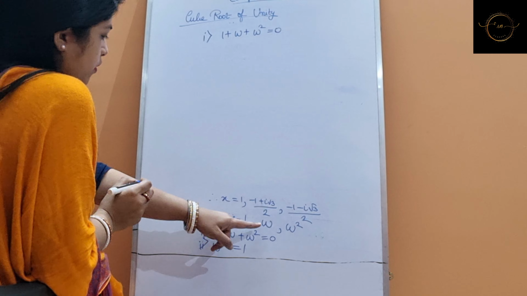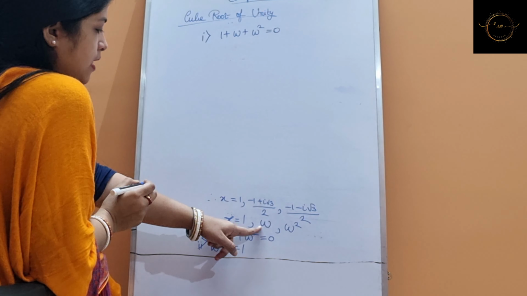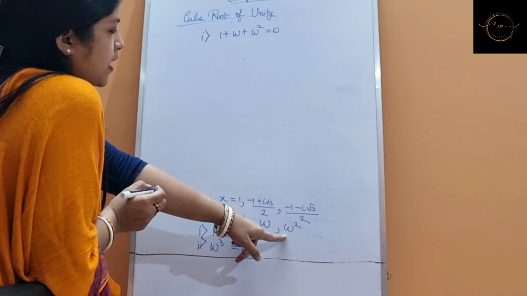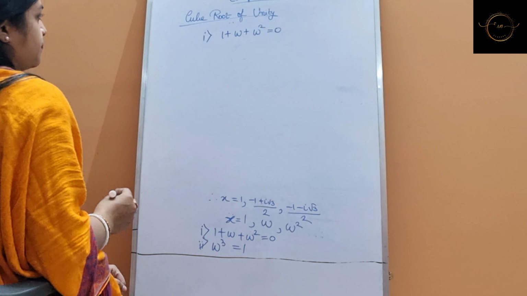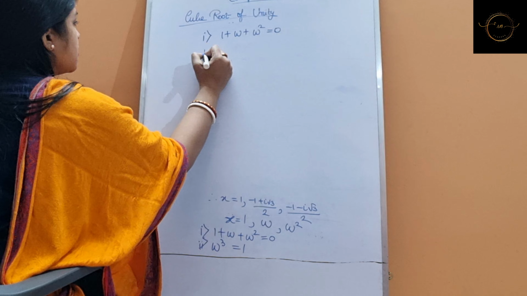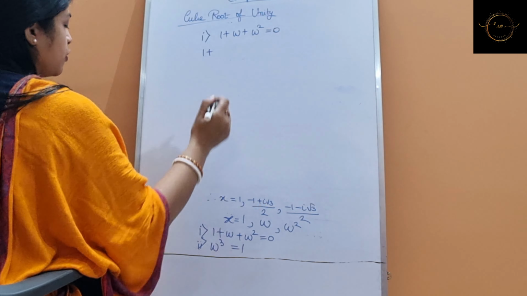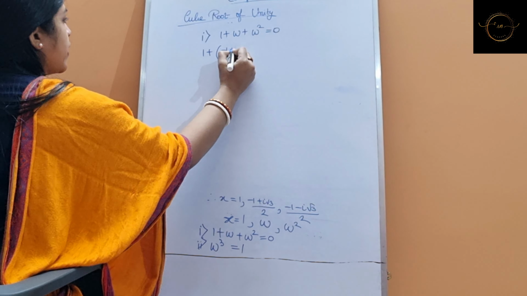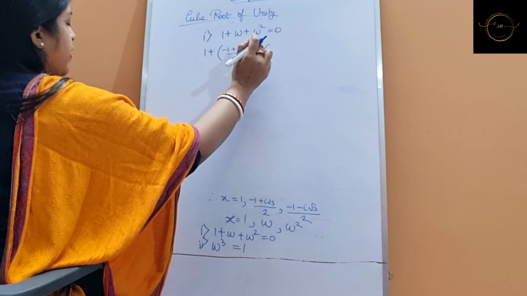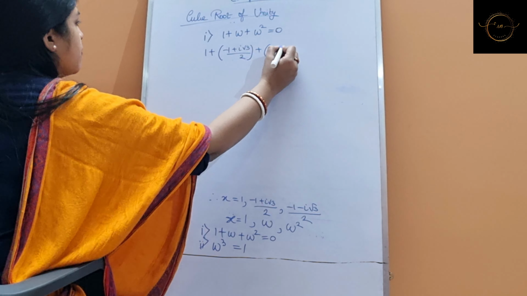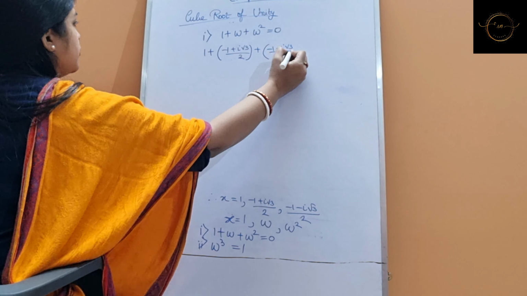What is the value of w? We can call it omega also. This we can call omega square also, or you can call them w and w square. So let us prove this. 1 plus w, what is the w value? Minus 1 plus i root 3 by 2, plus w square, which is minus 1 minus i root 3 by 2.